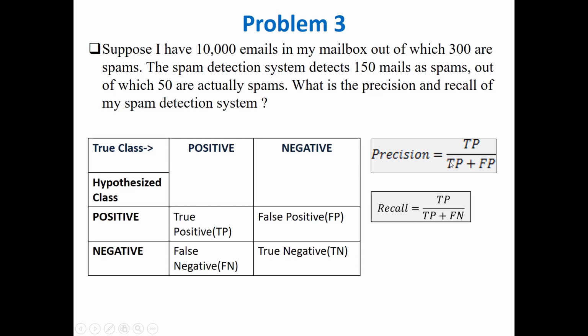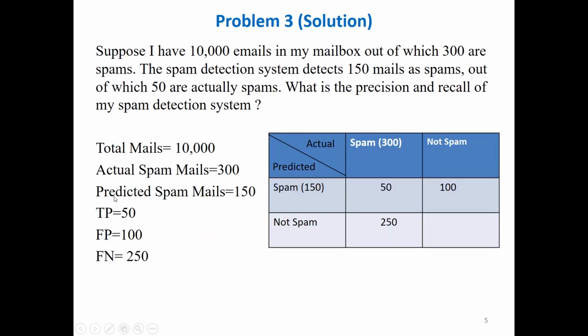And what is precision? Precision is equal to true positive divided by true positive plus false positive, and recall is equal to true positive divided by true positive plus false negative. This is how we find it. We will use the confusion matrix for solving this problem.